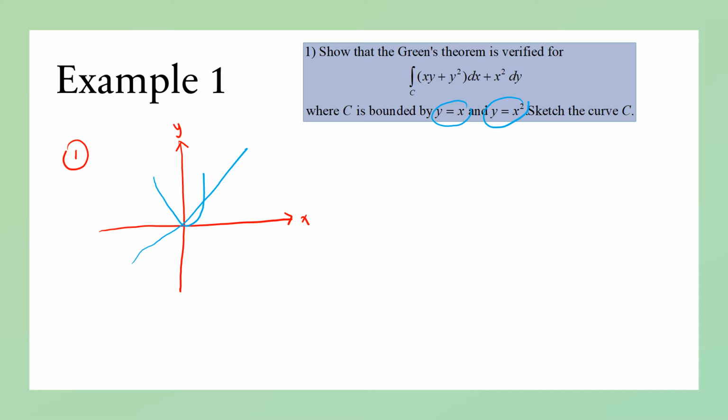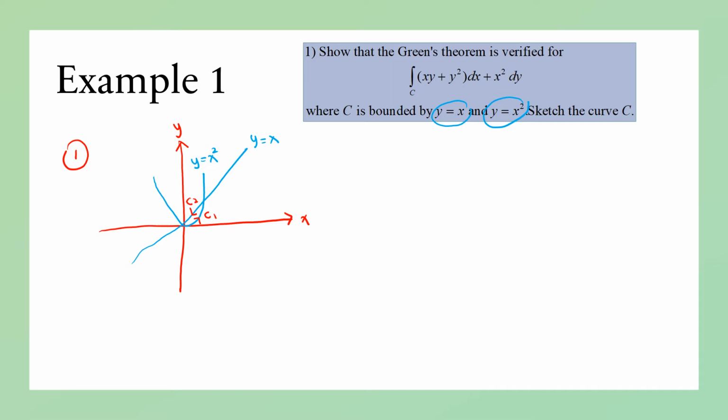So this is y equal to x and this is y equal to x squared. So you can directly write this as curve 1 and this as curve 2. Okay, next, you can make an arrow for each curve. This is the arrow for C1 and this is the arrow for C2.